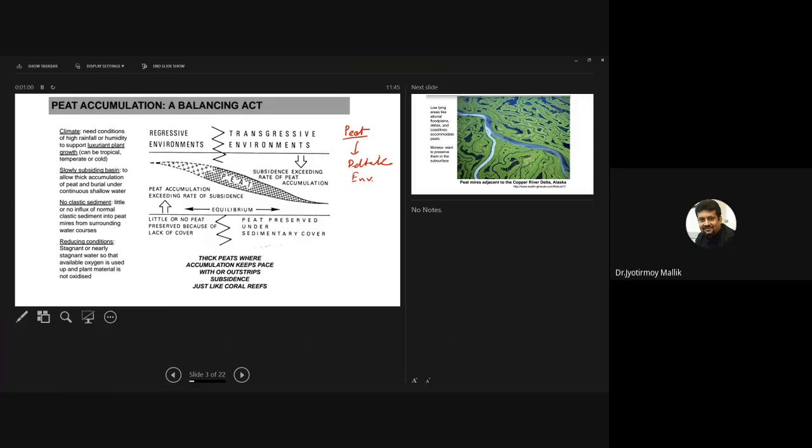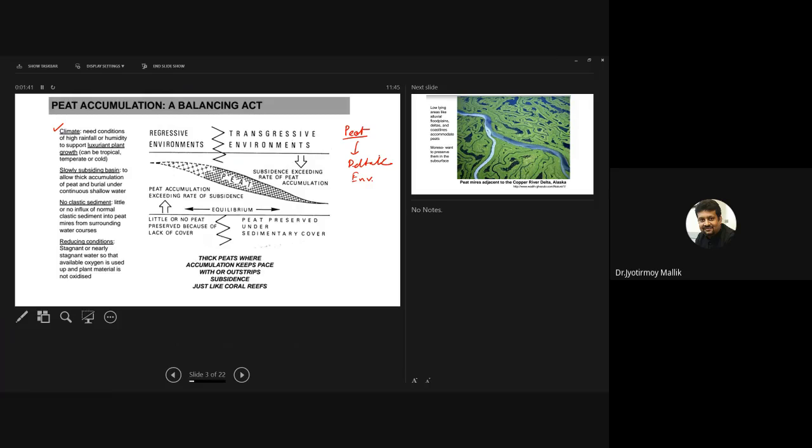Now if we get into a bit more detail about the typical conditions you would require for the formation of peat. The first thing we will need is a specific type of climate, a climate that allows high rainfall or humidity to support luxuriant plant growth. Because you need a lot of plants growing there, which would essentially die and form peat, right? So a climate is required which supports the booming of plants. Okay, so that's the first thing.